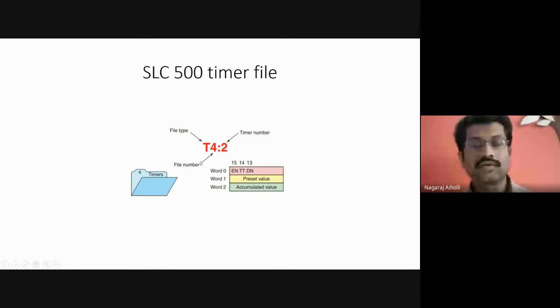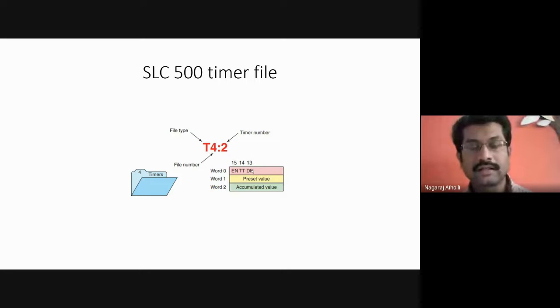Each timer element has 3 words. This T4:2, this particular timer, we call the timer element. This timer has 3 words, and each word is of 16 bits. 1 bit in a memory location means it can store 1 bit of data, either 0 or 1. So that is the meaning of bit information. Each word has 16 bits.